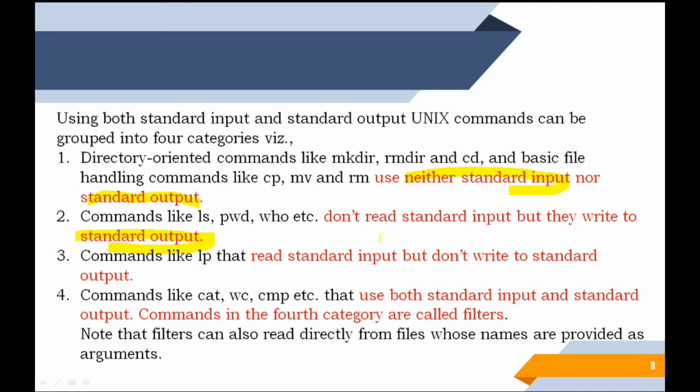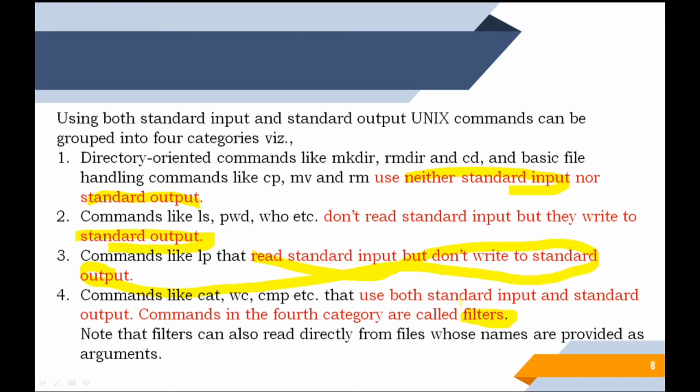Then commands like lp, which is for line printing, read the standard input, but do not write to the standard output. Then commands like cat, wc and compare commands use both standard input as well as standard output. The commands in the fourth category are called filters.